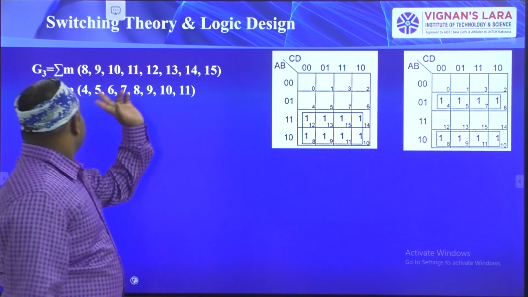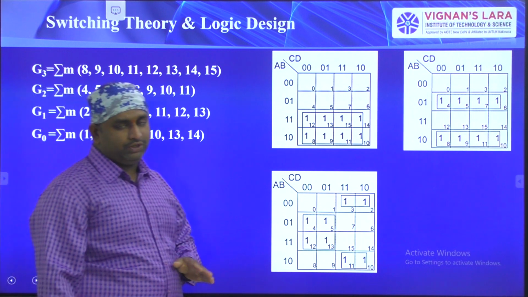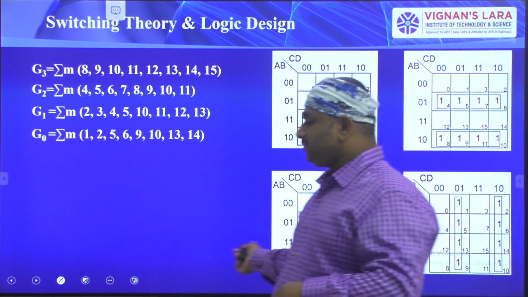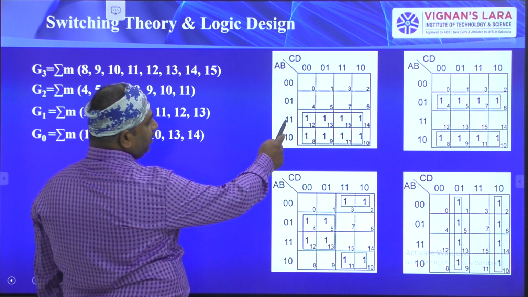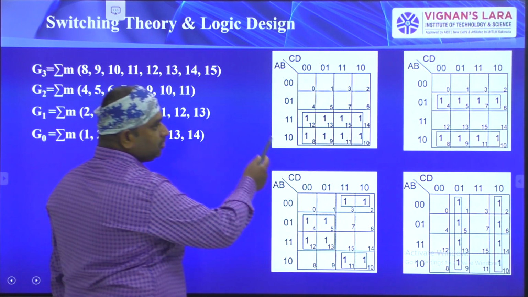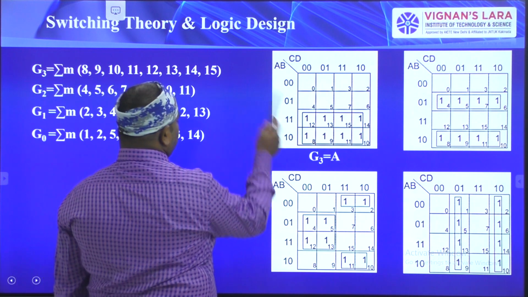Next, coming to the second, G2, next G3, G1. So G3, G2, G1, G0. These are the 4 maps. From this you can write down the value. See here, this is A, B bar, and these 4 values are changing. So the common value is A, so G3 is equal to A.